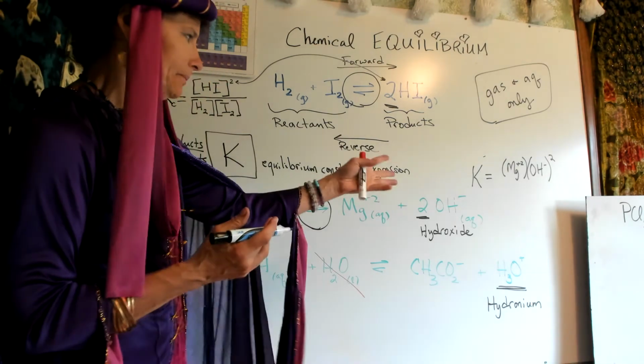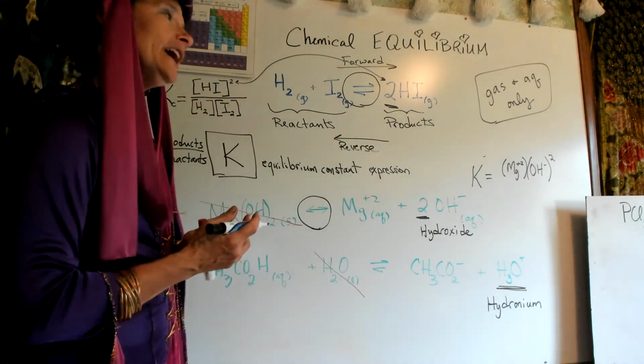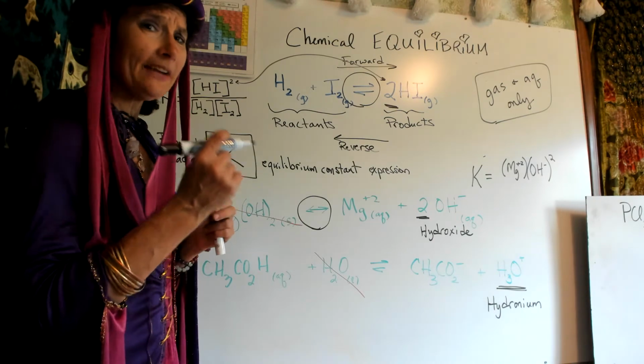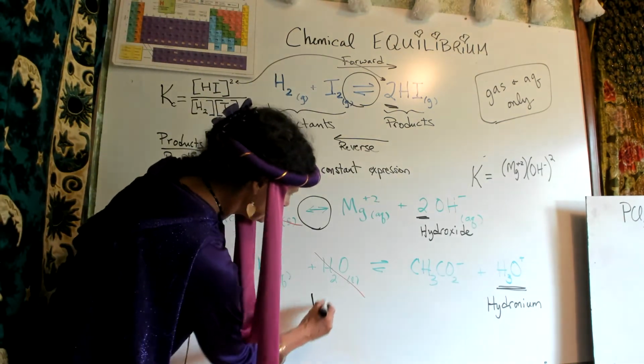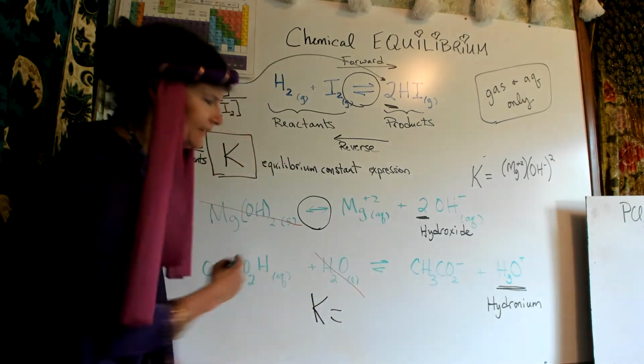All right, so that would be our K expression. And you don't have to put the little c. It's only if it's not KC that they put that little piece there. All right, and then for this one, we would write K equals. The only thing we're going to leave out is the liquid.